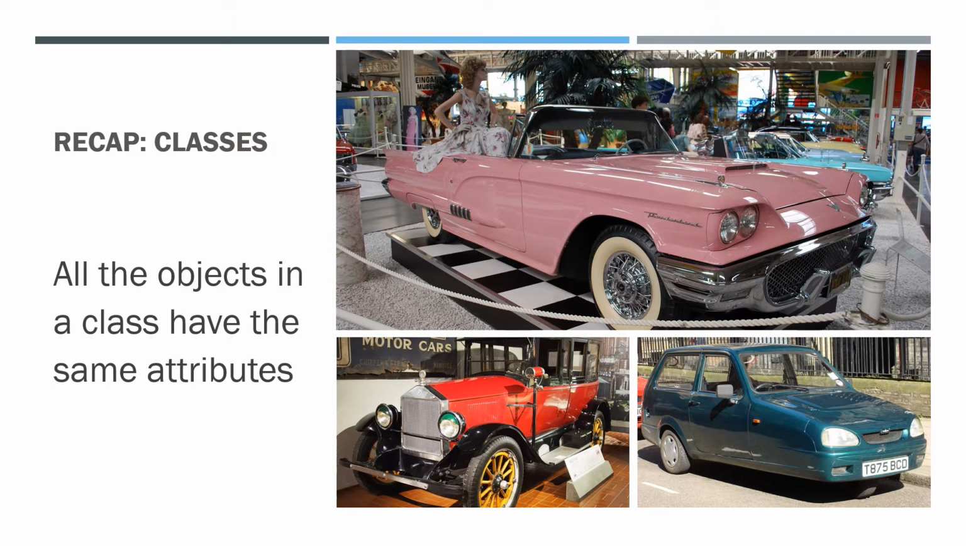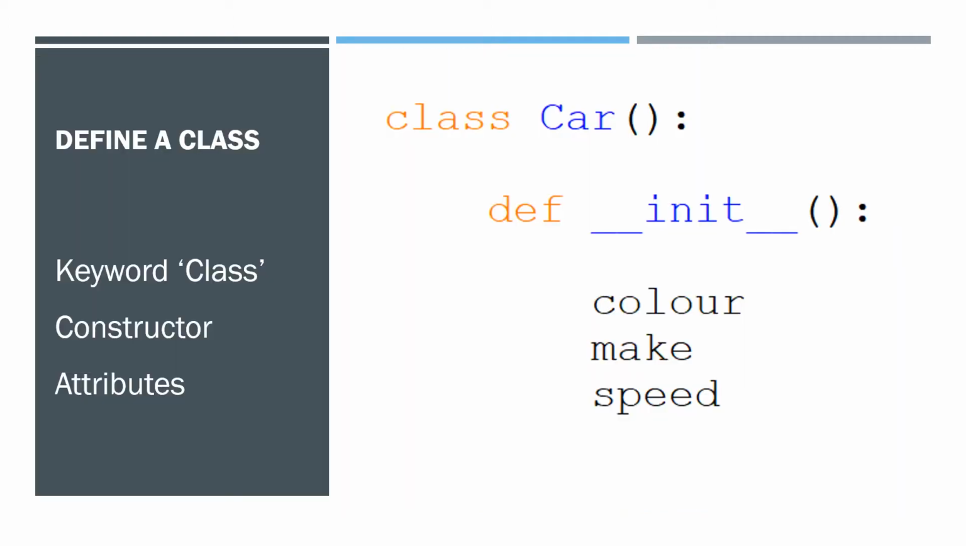So if you remember, all the objects in a class have the same attributes. So here are three examples of cars. They've got common attributes, although the actual values vary between the different cars. So to define a class called car, we have to create a constructor and decide what attributes all of our cars will have. And in this extremely simplified model, all the cars will have a colour, a make, like Rolls-Royce or whatever, and a speed that the car is going at.